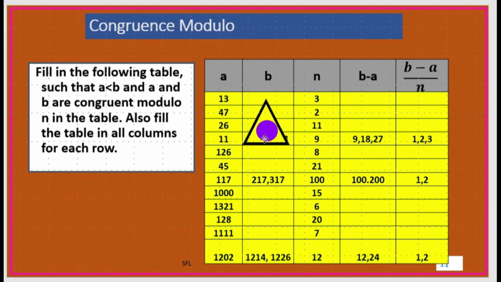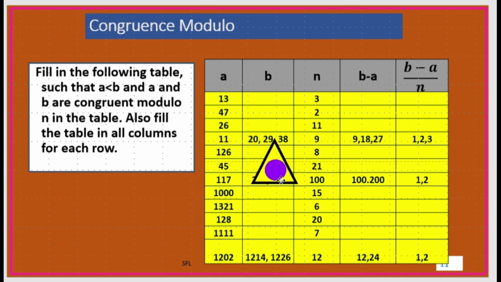Now, if we choose 16 as b, then 16 minus 13 will be 3. Therefore, 3 by 3 will be 1. Coming to 47, divisor is 2. Therefore, a number greater than 47 in multiples of 2: 49. 49 will give b minus a as 2. Then b minus a by n will be 1. Then 26. Divisor is 11. We can add 11, 22, 33, any multiple of 11 and fill it in the b column. This will become a whole number.